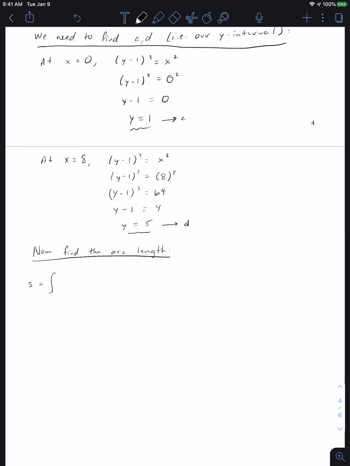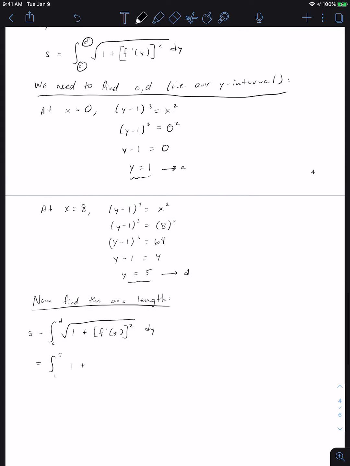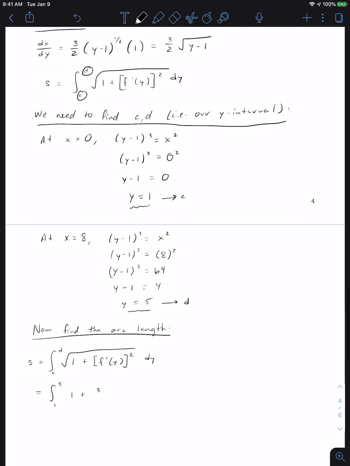So s is equal to the integral from c to d of the square root of 1 plus the derivative squared. Whoops, I should write that with respect to y. Whoops, what am I doing there? Square root dy. So I get the integral from 1 to 5 of the square root of 1 plus, what's our derivative? Our derivative is 3/2 square root of y minus 1, all of that, because that's my whole derivative, squared dy.